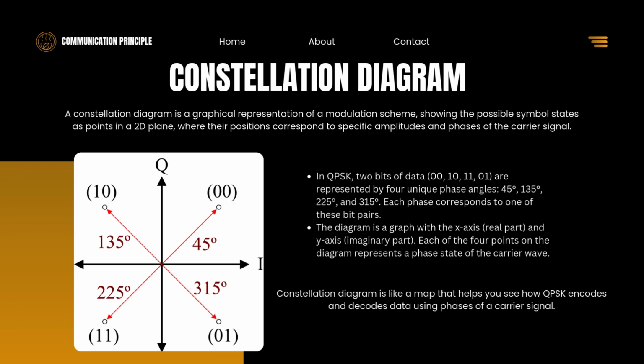For easier understanding of each phase state, we will use a constellation diagram, which shows all possible symbol states as points, where their positions correspond to specific amplitudes and phases of the carrier signal. For example, the bits 00 will produce a carrier signal with a phase shift of 45 degrees. A constellation diagram is like a map that helps you see how QPSK encodes and decodes data using phases of a carrier signal.